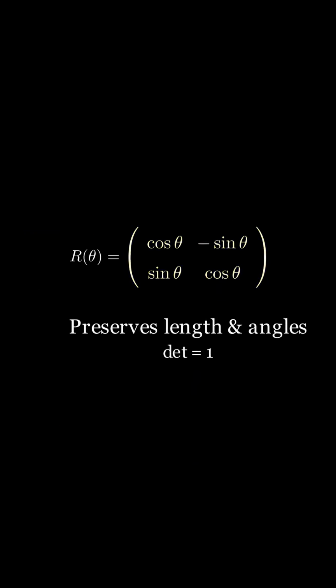So the takeaway is a matrix represents a linear transformation of space. For this rotation matrix, the determinant is 1, so lengths and angles stay the same. If you remember one thing, remember this: a matrix is defined by what it does to the basis vectors.